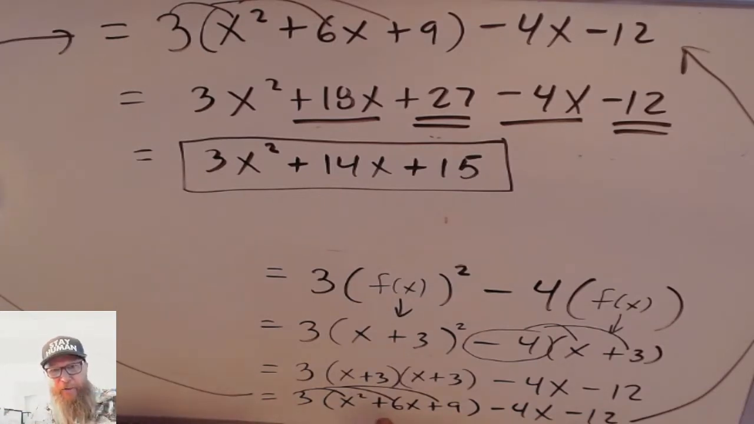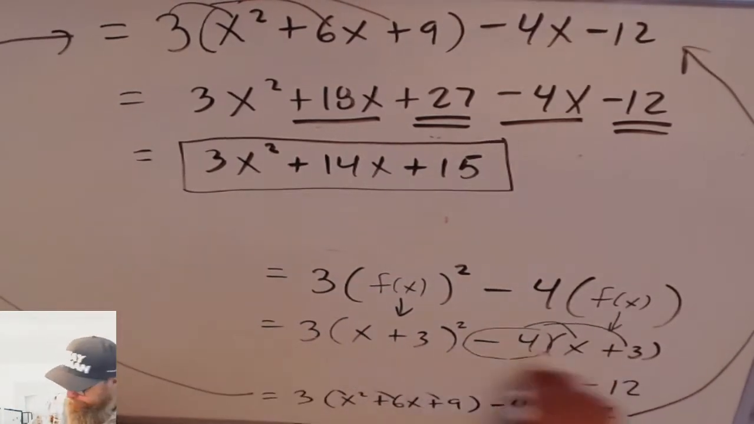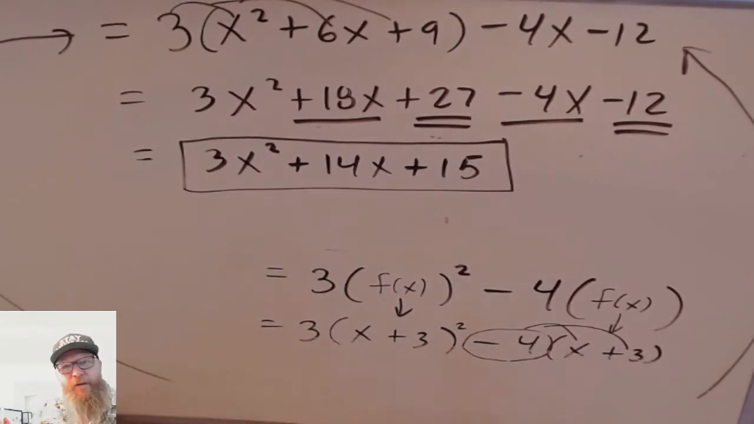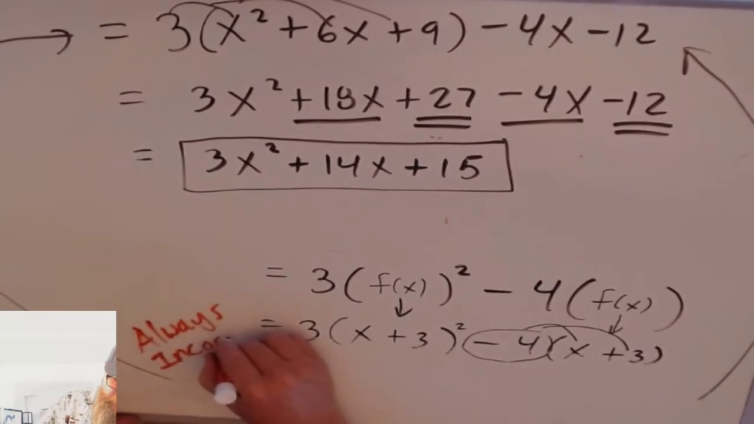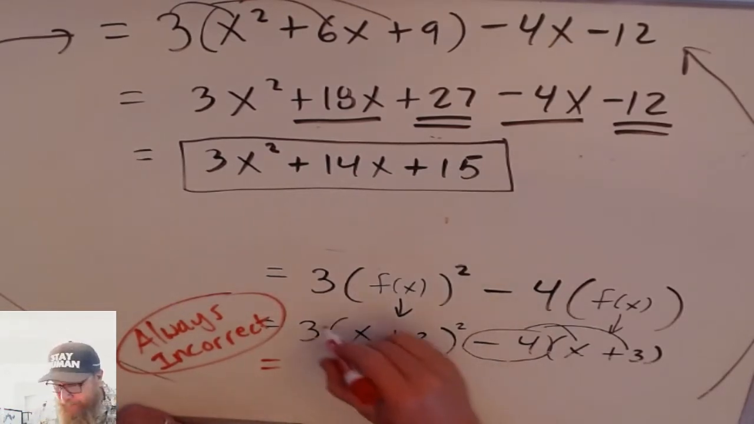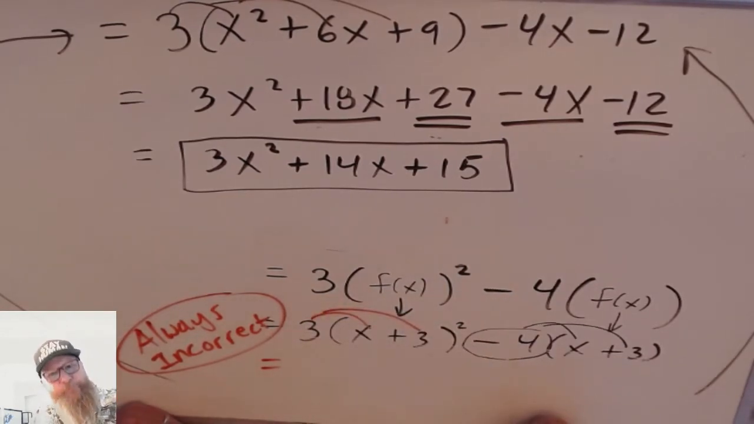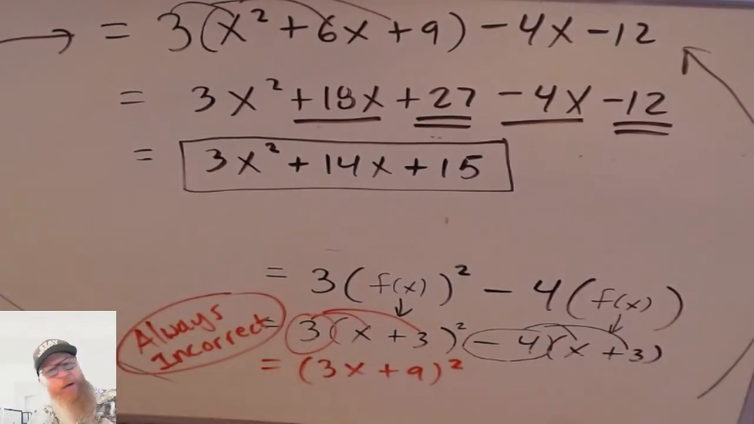I'll tell you right now, there's a way that you can always get this wrong. If you want to always get it wrong, I'm being facetious when I say that. I know you don't really want to always get it wrong, but I'm going to tell you right now how you can always get it wrong. If you distribute the 3, that will always be incorrect. So if you go like this, 3x plus 9, and then try to square it, that will always be incorrect. That will never, ever, ever give you the right answer.